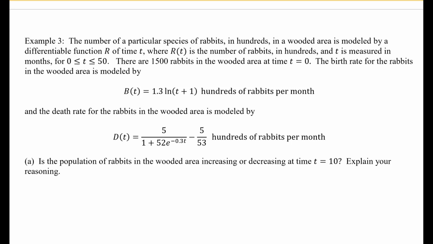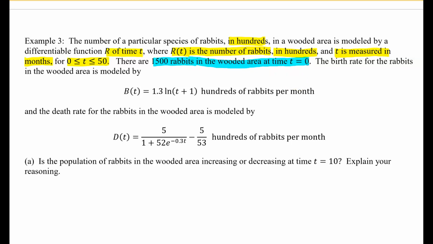So example 3, they say the number of a particular species of rabbits in hundreds in a wooded area is modeled by a differentiable function r of time t, where r of t is the number of rabbits in hundreds, and t is measured in months. From 0 to 50 is our domain. There are 1,500 rabbits in the wooded area at time 0.